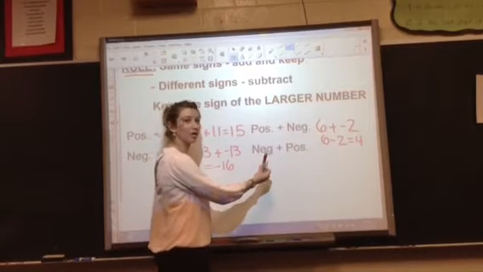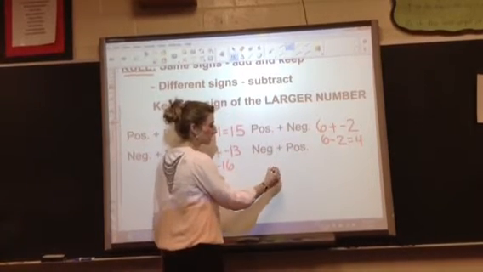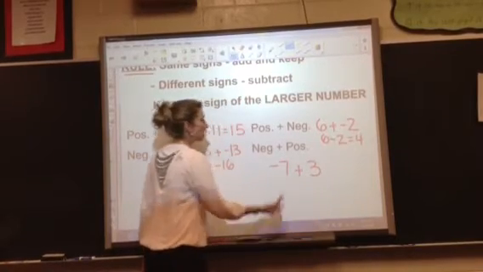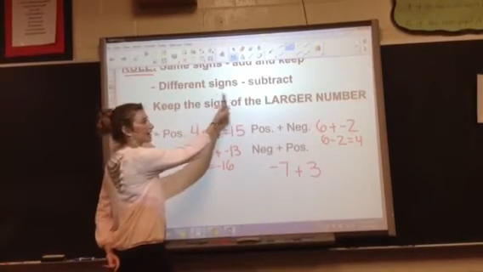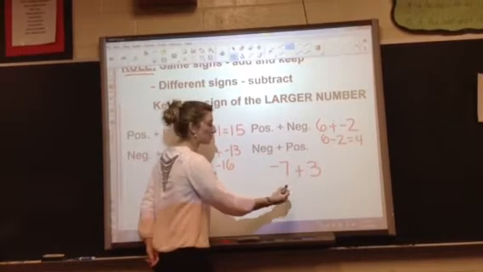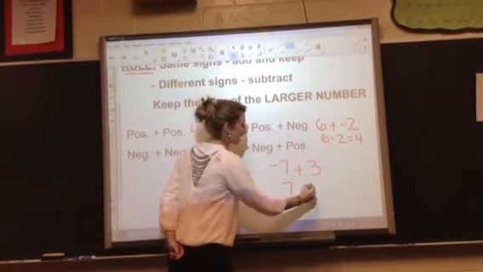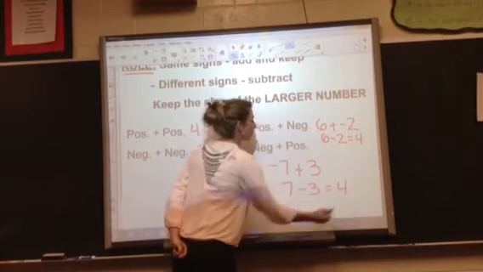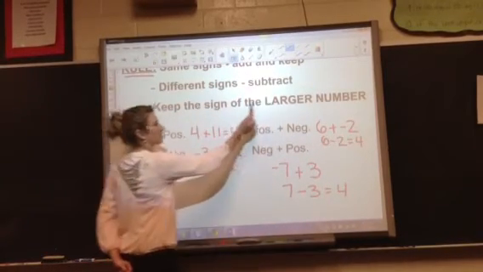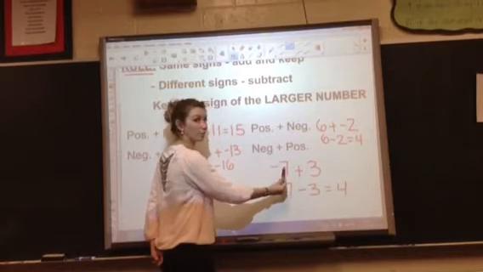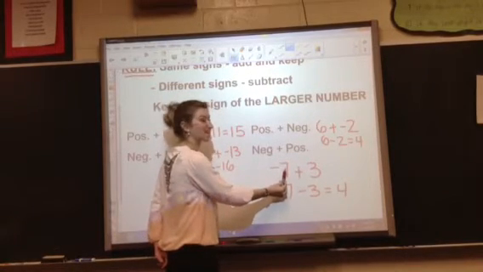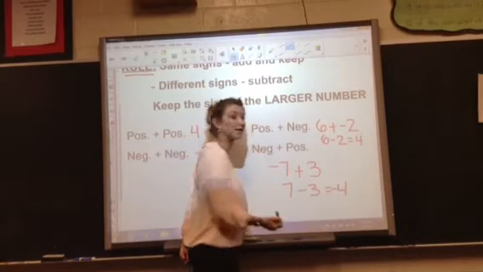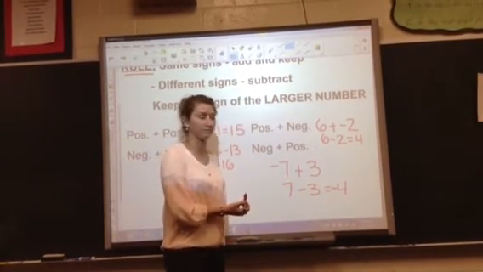In our last example here, we have a negative plus a positive. A negative number could be negative 7 plus a positive 3. In our rule up here, when we have different signs, we're supposed to subtract them. That might be something like 7 minus 3. 7 minus 3 is equal to 4. But remember, we keep the sign of the larger number. The larger number up here in the original problem was 7. 7 is a negative, so we need to make our answer a negative, being negative 4.